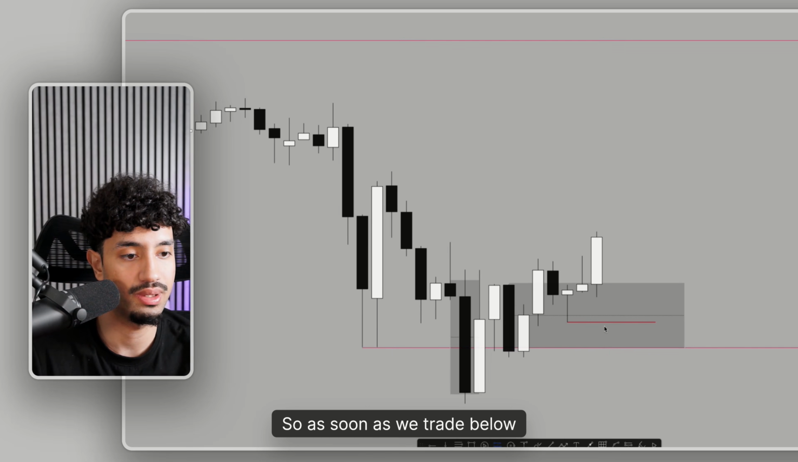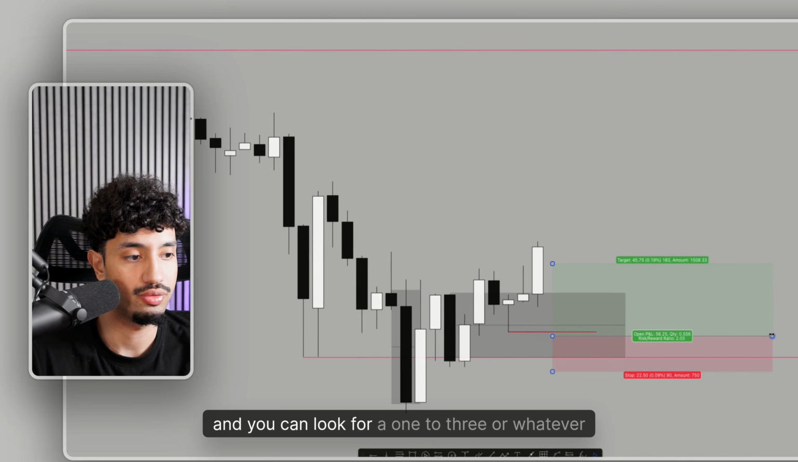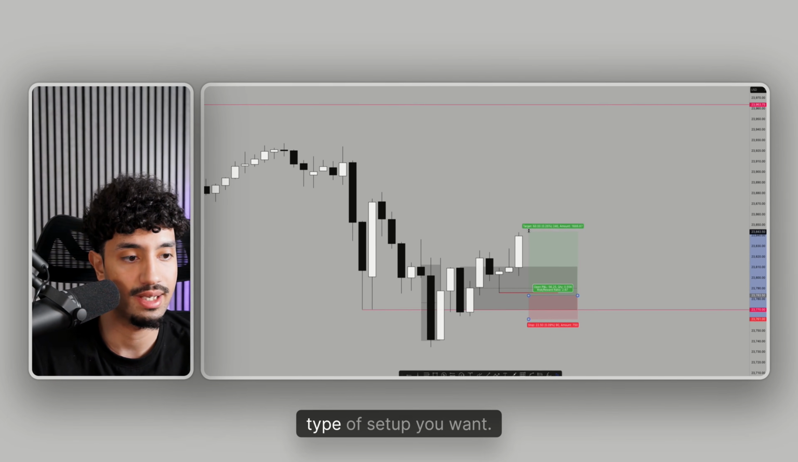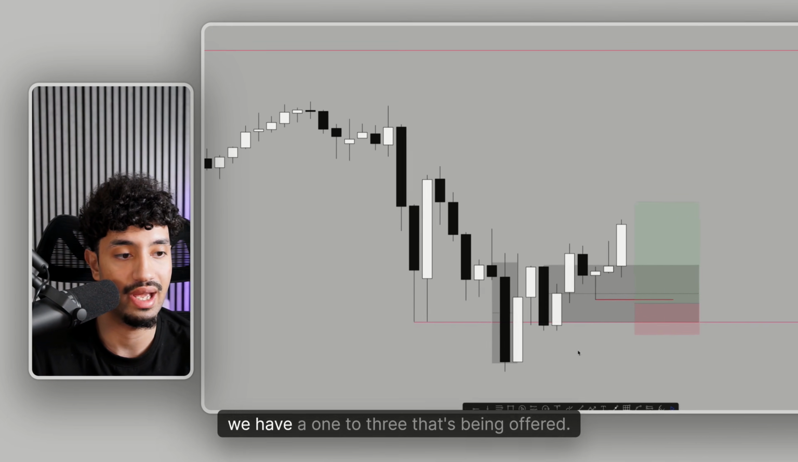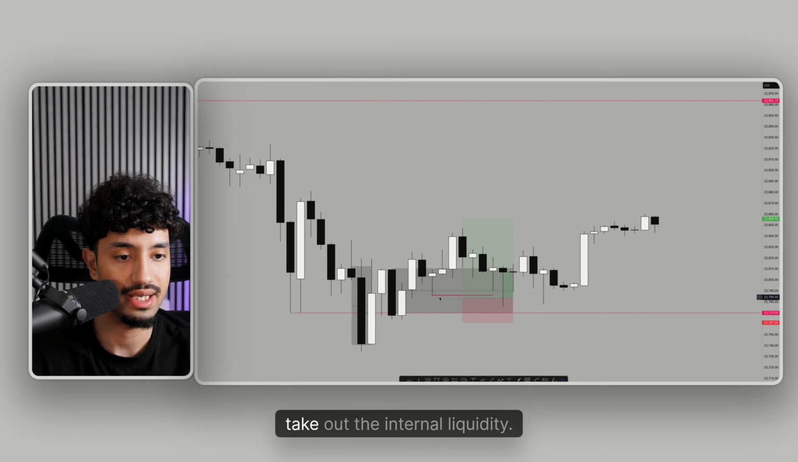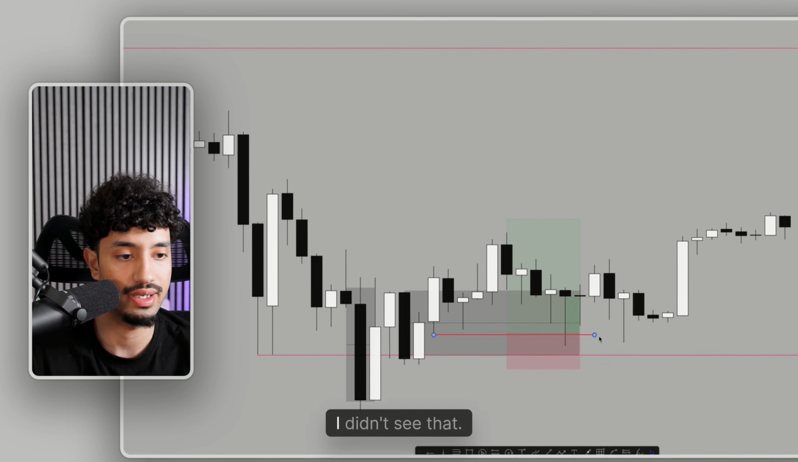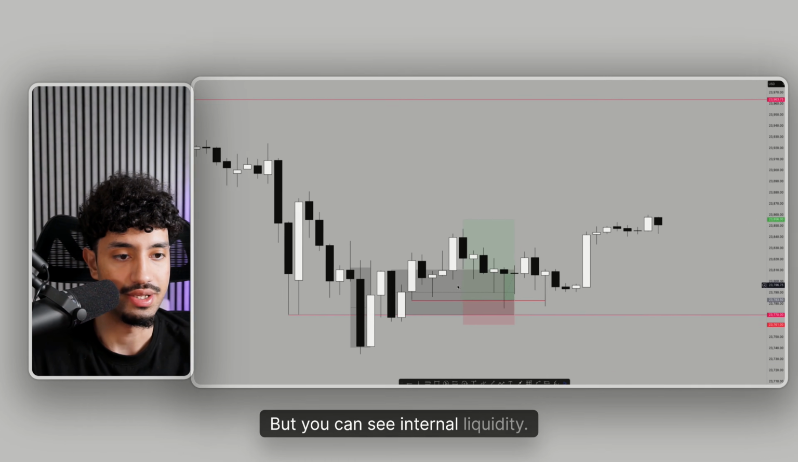As soon as we trade below the internal liquidity, put your stop loss below the OB, and you can look for a 1 to 3 or whatever type of setup you want. For this example, we have a 1 to 3 that's being offered. And there you can see we drop lower, take out the internal liquidity. Actually, the internal liquidity was also below this low. Sorry, I didn't see that. But you can see internal liquidity.